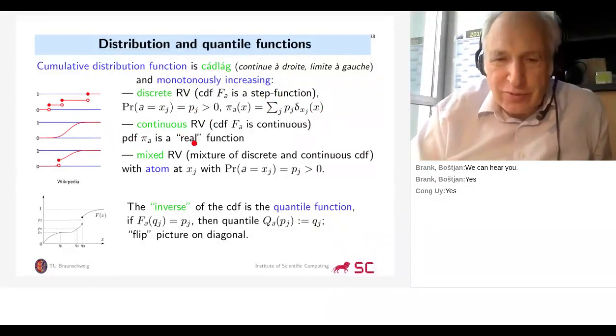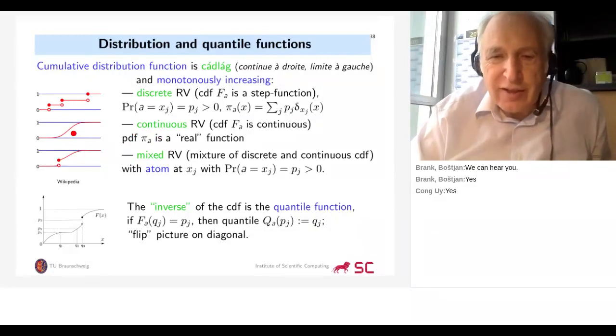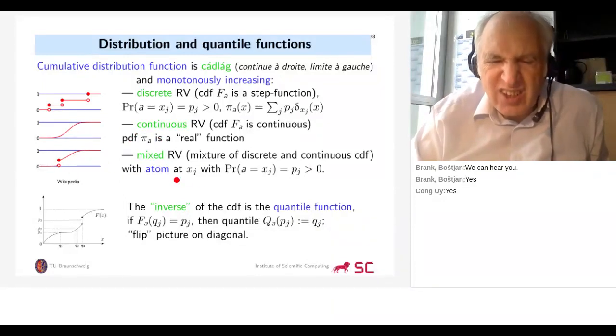Now this is a continuous random variable. There are no jumps, so that's a normal function, which then has a generalized derivative. And this is a mixture of both of those. Part is continuous, part is discrete. So you call this an atom here, because everything sits there at this point.